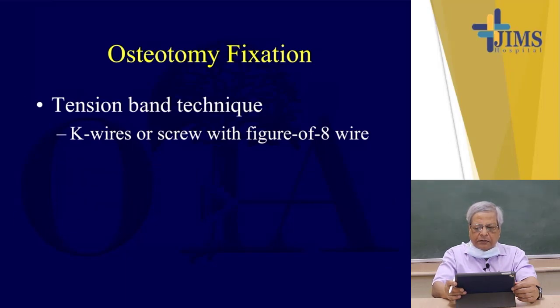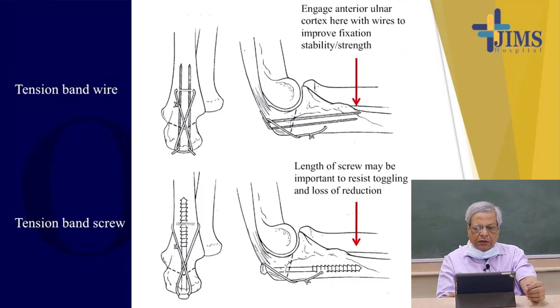Or tension band wiring. This is the commonest internal fixation for the fracture olecranon, that is tension band technique. This is the K-wires or straight K-wires and a stainless steel wire, figure of 8 wire loop. Tension band wire, figure of 8 wire loop. This figure of 8 wire loop can be done by a screw and a figure of 8 screw loop. Immediate movement can be done.